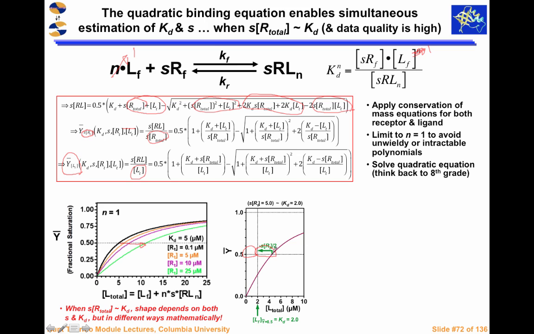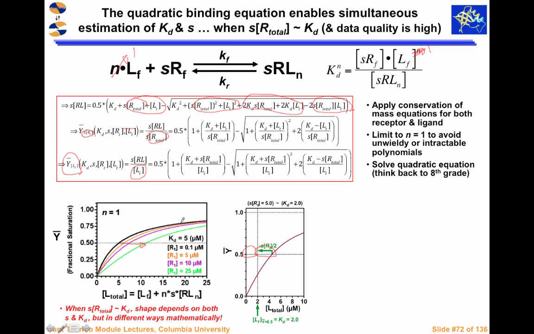But most importantly, you should understand that to use that approach, at least in principle, you need the shape of the curve to depend both on SRT and KD. When you have a tiny amount of receptor, the shape of the curve is determined really entirely by the free ligand concentration, because you have a tiny amount of ligand bound.